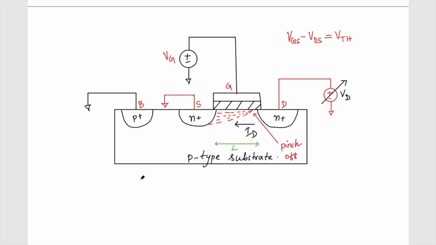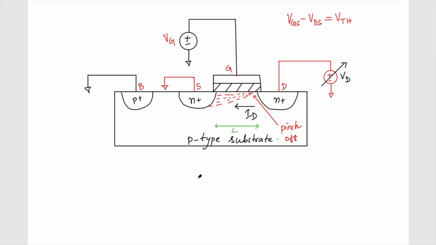So this is going to happen. After this, what will happen to the current? The current will become a constant, and after this it is not going to be dependent on the VDS anymore. This point is called the saturation region because my current is going to get saturated. It is going to become constant.